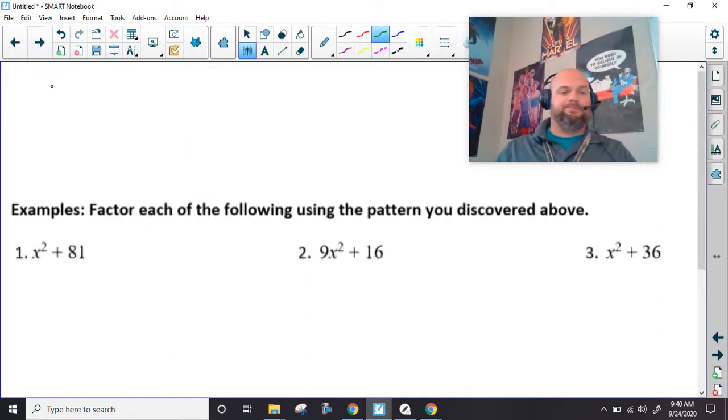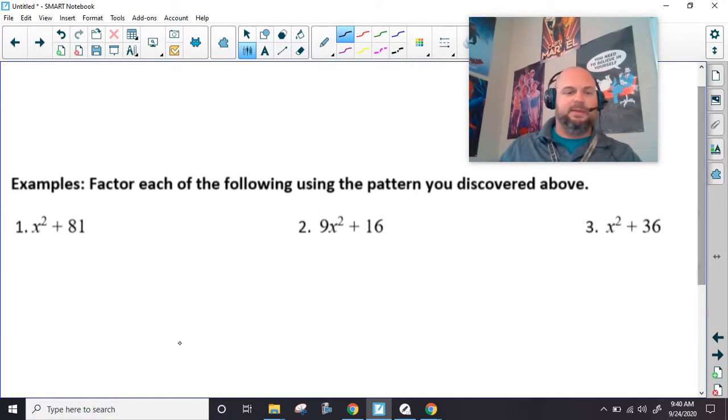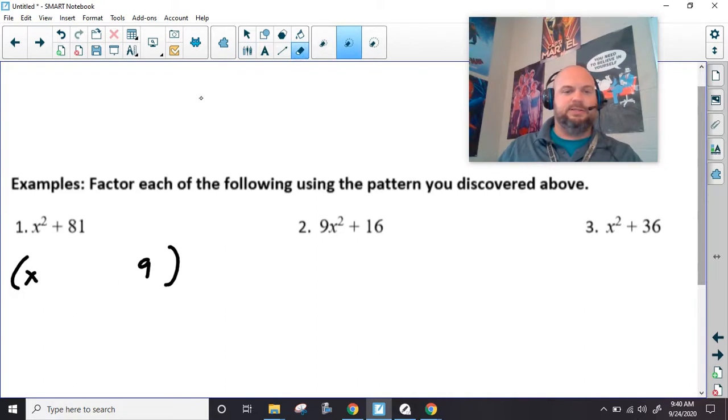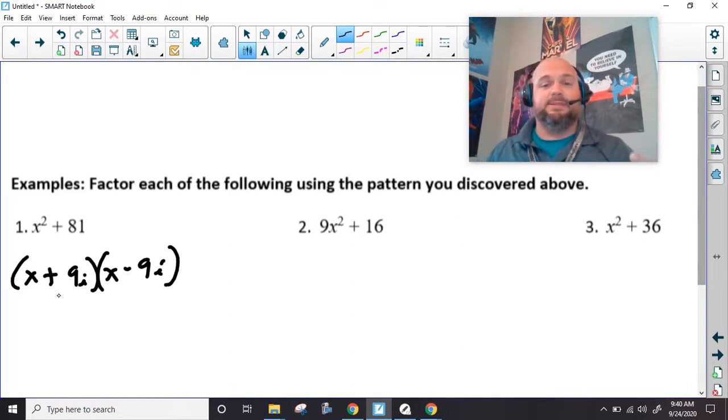Now, moving on here, parentheses, square root of x squared is x and x. 81 is 9 and 9. Now we've got to add an i this time. 9i, and we're going to add a 9i, and this is an x, and one's a plus and one's a minus. That's it.